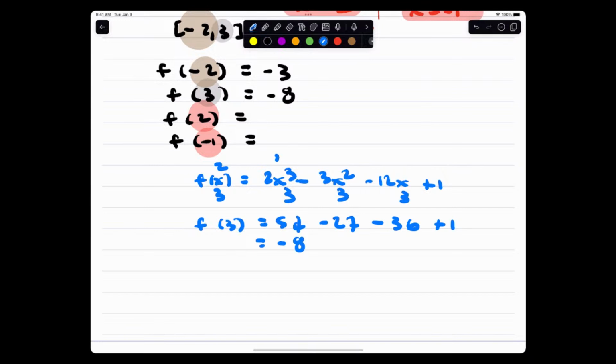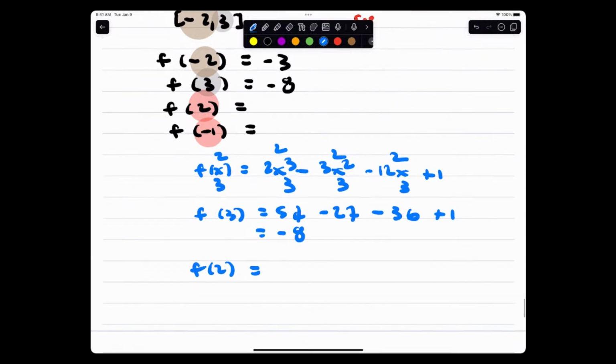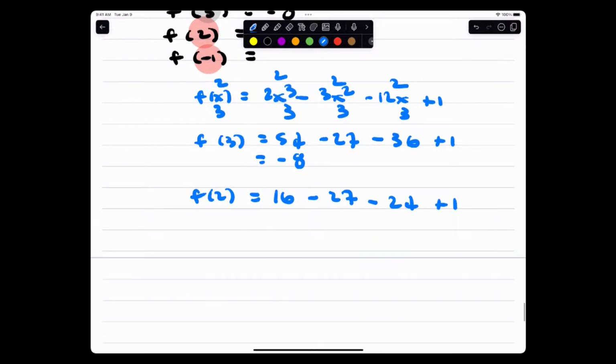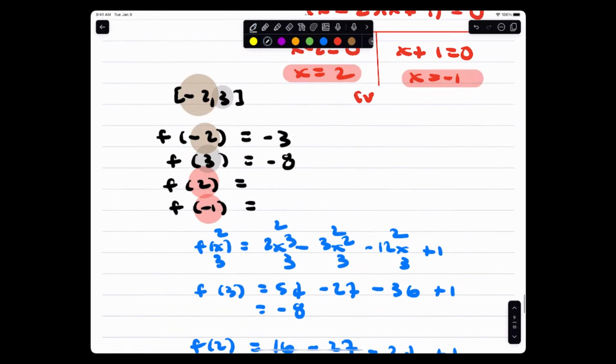Let's plug in 2 now. F of 2. 2 cubed. Is that going to be 8? 8 times 2 is 16. Minus 9 times 3. Is that 27? Minus 24 plus 1. It looks like it's negative 11. Negative 35 plus 1. Double check that this is negative 34. I'm not even awake.